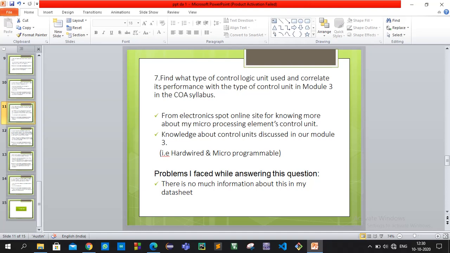So first of all, I noted the information related to both the hardwired and microprogrammable control units, and then I correlated it with my control unit. In my IC, we used a hardwired control unit, so I differentiated it from a microprogrammable control unit.